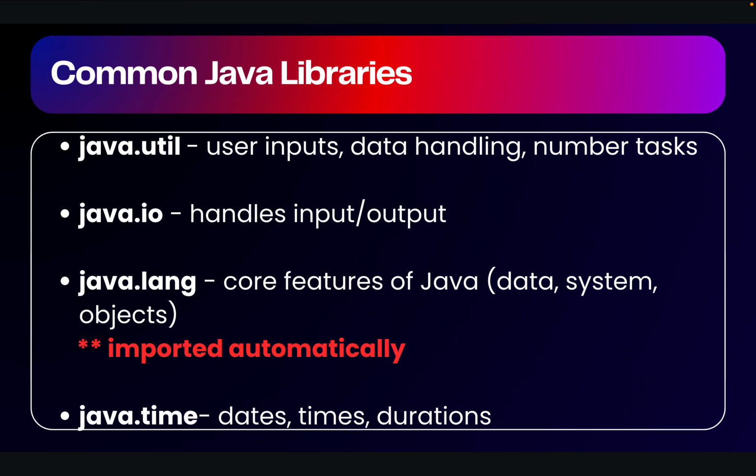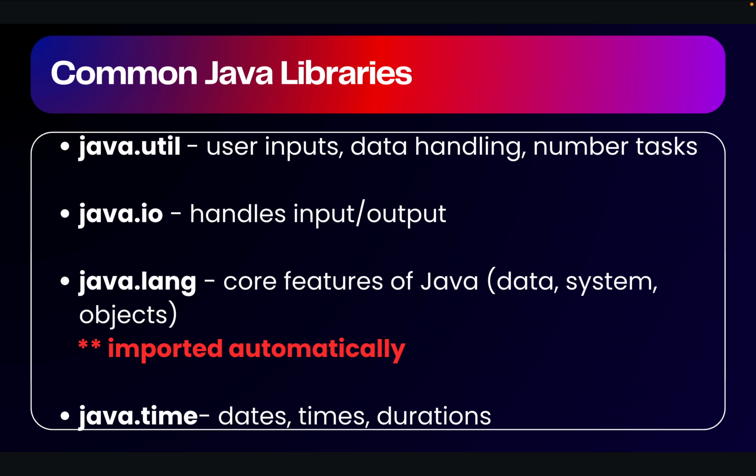So here are some common libraries that you will use and we will use in the course. You see here, it starts with Java and then it has a dot, whatever the library name is. So java.util will be used for user input, working with data, working with numbers. Java IO is for input and output. Java.lang is automatically imported because it contains the core components that we need to create a Java file. So you technically do not have to state java.lang. Just know that we're automatically using this library. And java.time is for working with any dates, times, things of that nature.